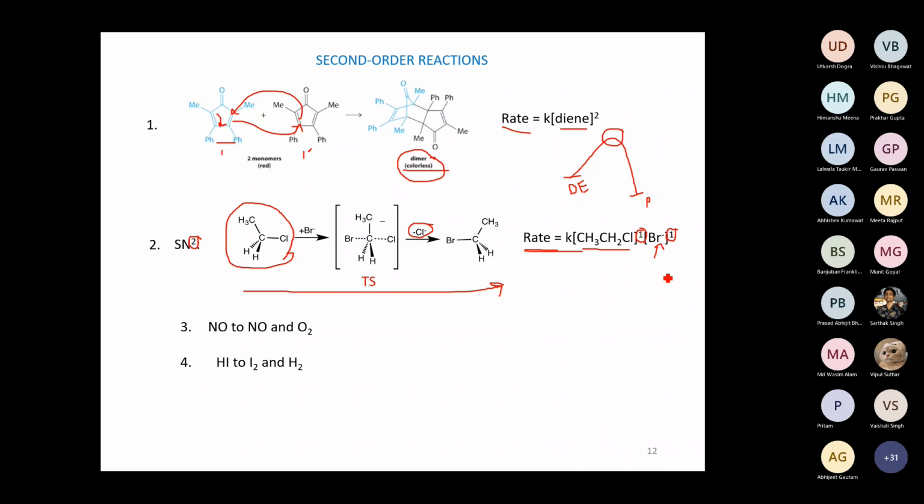So what might be the transition state? The bromide is attacking the carbon and chlorine is leaving. That might be a possible transition state, where both starting materials, the bromide anion and ethyl chloride, are involved in the transition state of the rate limiting step, or rate determining step. So this is a single step reaction. This is a single step reaction. And this is the transition state.